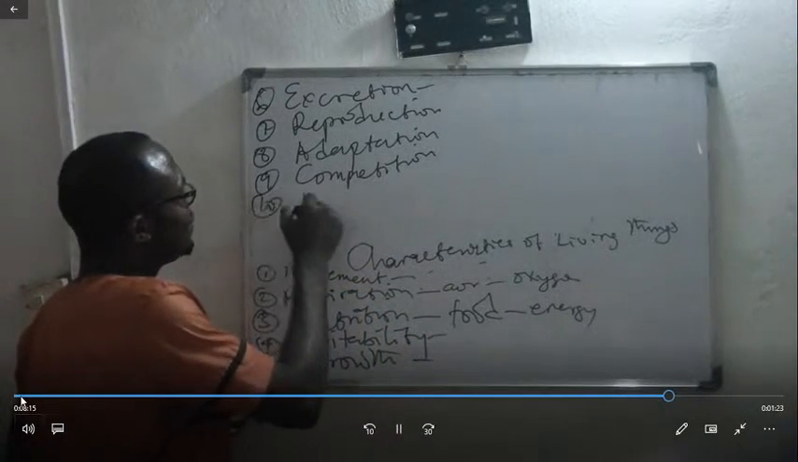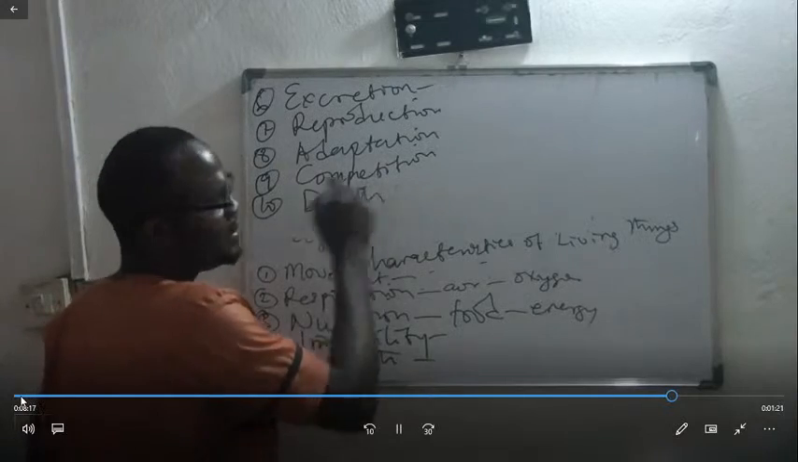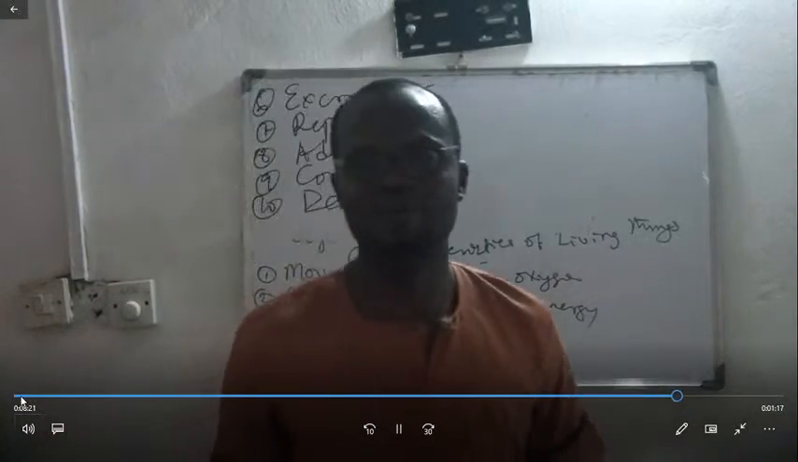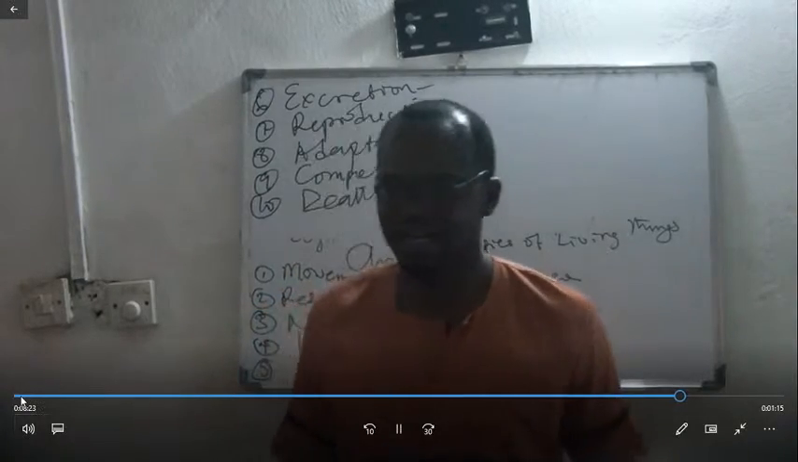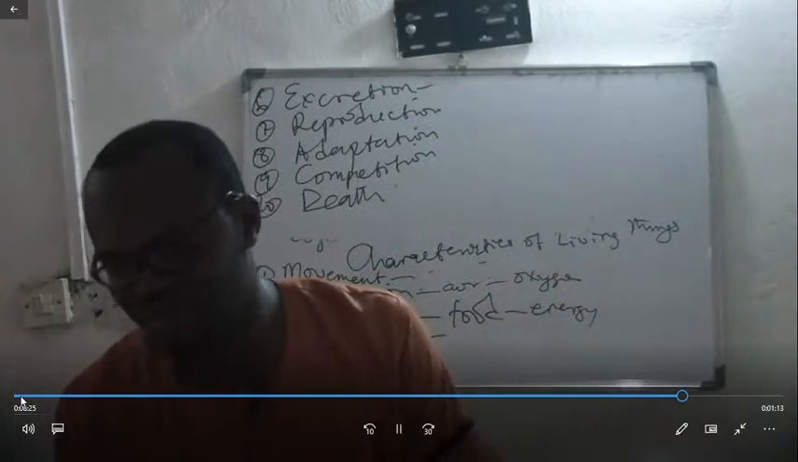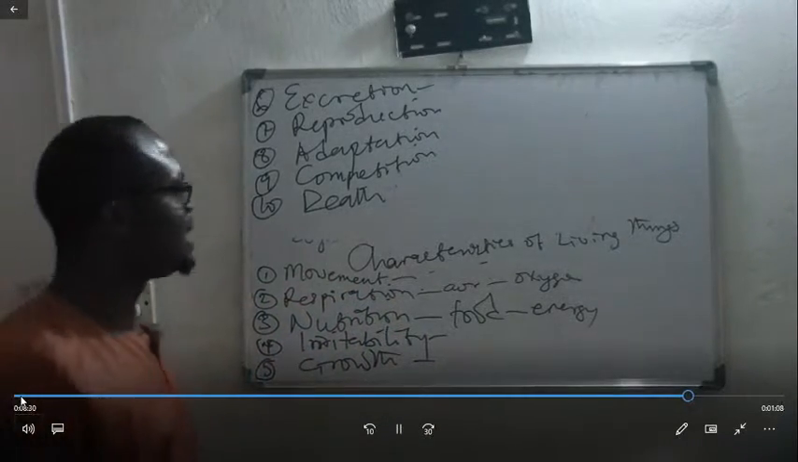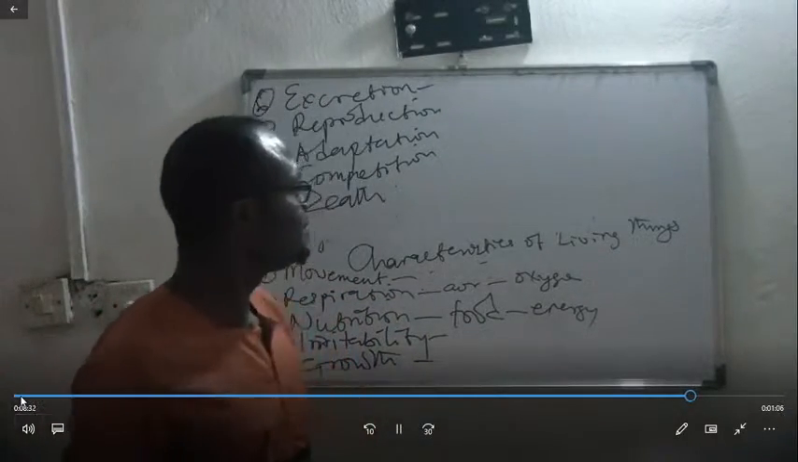Then finally, we have what we call death. Death. Every living organism dies after some time, whether it is plant or what? Animal. After some time, they do what? They pass out. So that's it. So those are the characteristics of living things.